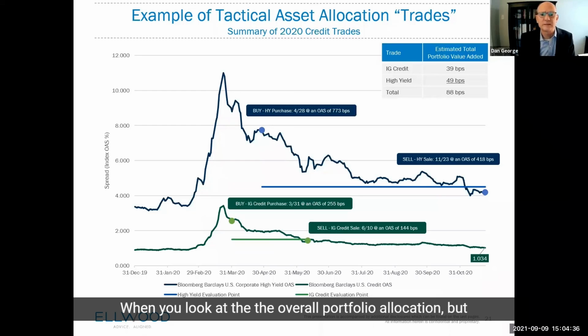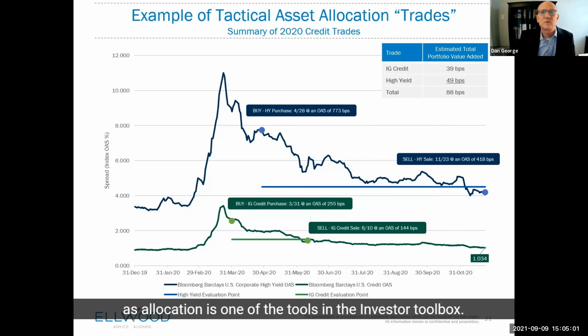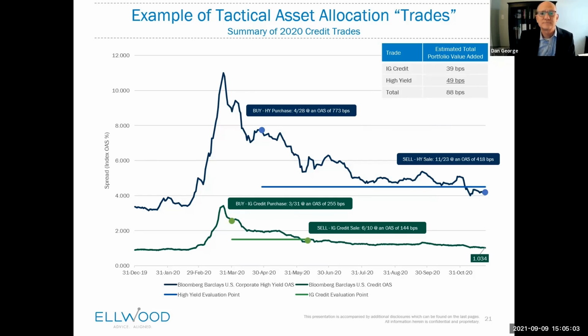overall portfolio allocation. But it was large enough to make an impact, which we highlight in the top right box, where each of these trades, when you combine the total results, added 88 basis points in total portfolio return, which certainly helped us narrow the gap between our expected return from our asset allocation and our investment objective. So we would encourage you to consider tactical asset allocation as one of the tools in the investor toolbox.